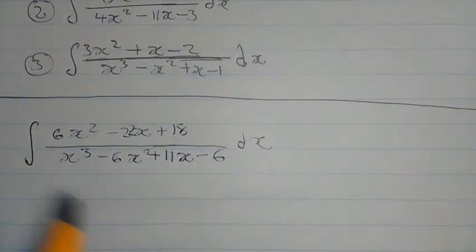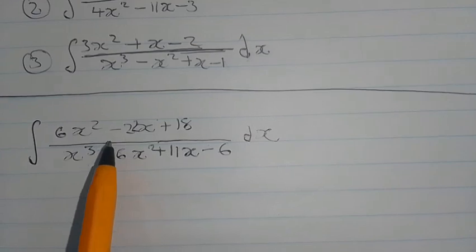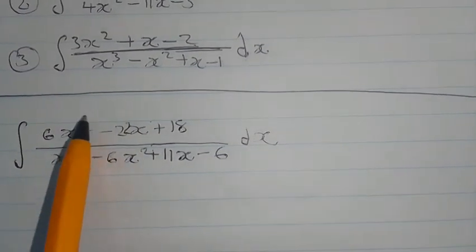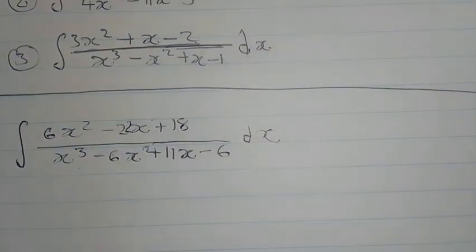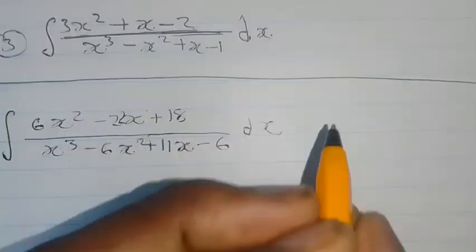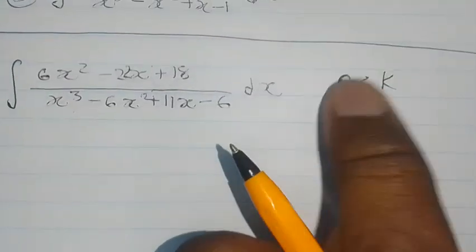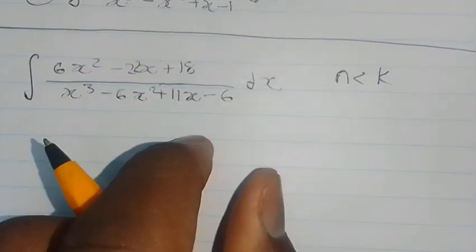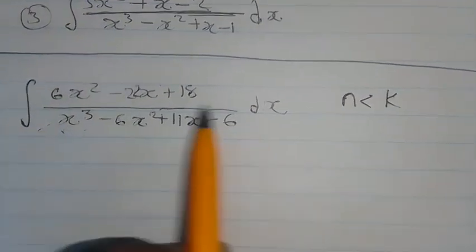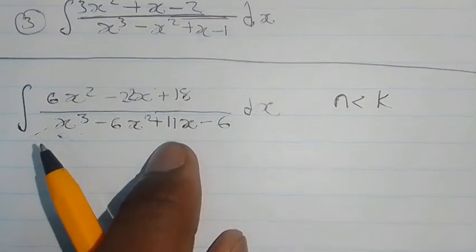Like in this case, if you check my video on the long division method, you realize that if the degree of the numerator is greater than the degree of the denominator, I'll use long division. But now, since the degree of the numerator is less than the degree of the denominator, it's basically partial fractions, only if you can factorize this one. So let's try to factorize this one.